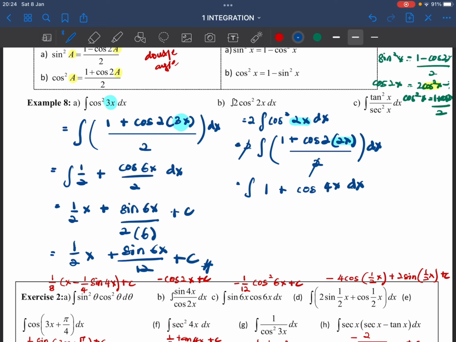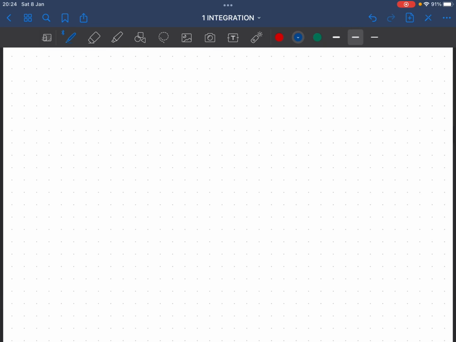Integrate 1, we get x. Integrate cos 4x, integrate cos, you get positive sine, sin 4x divided by 4 plus c. Okay, so that's it. So let's do question C.